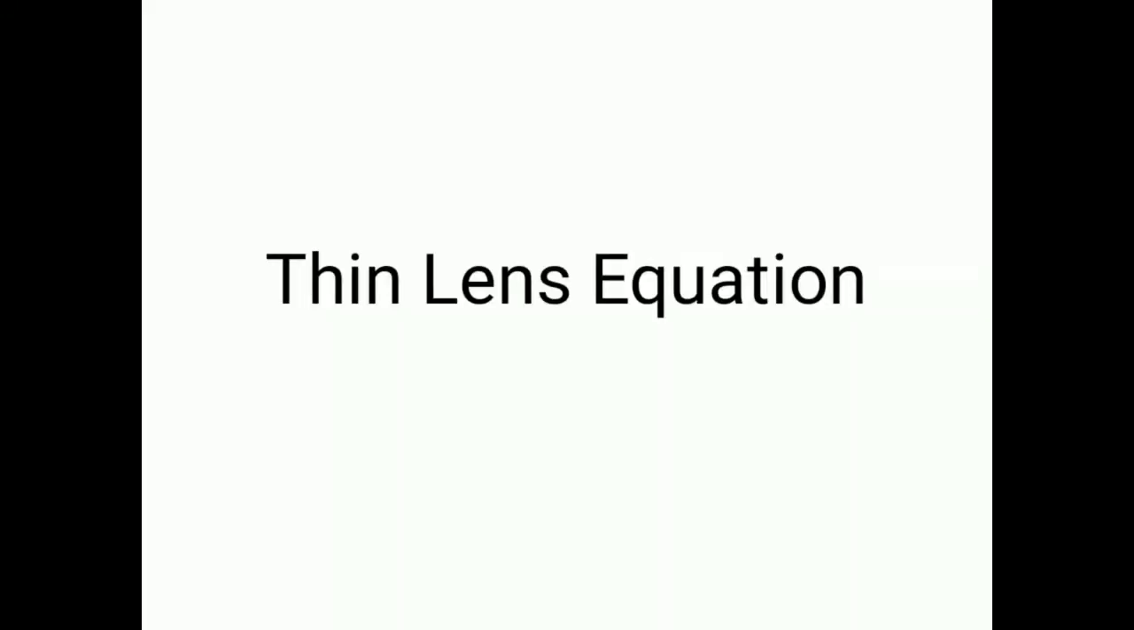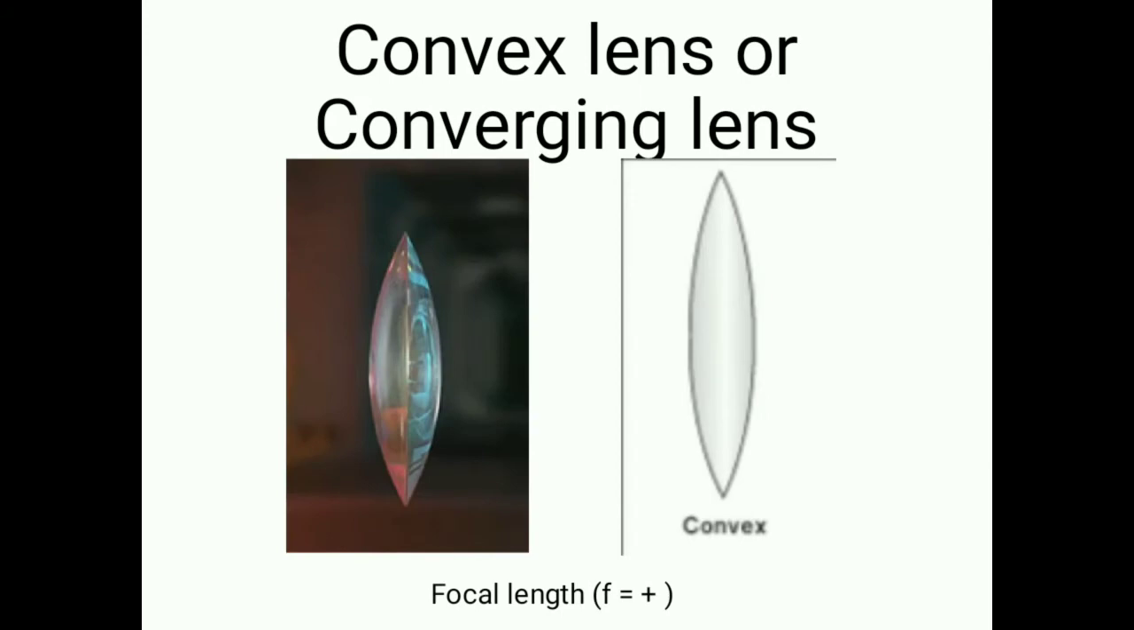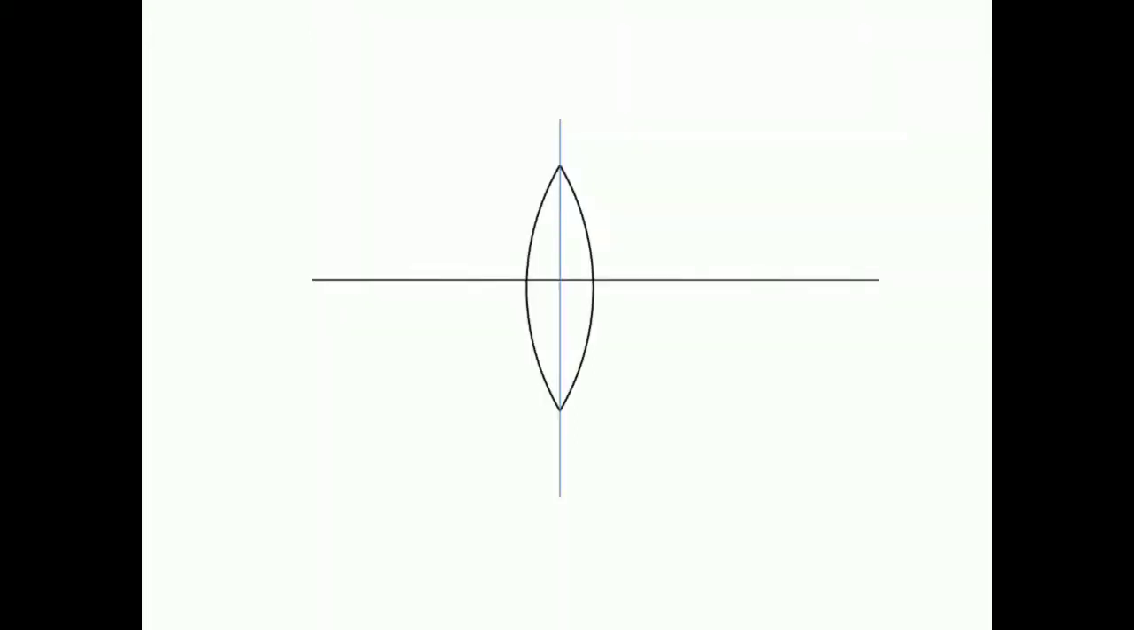Now in this part of the video, we're going to discuss the thin lens equation. Just remember, in the thin lens equation, we have two types of lens. They are the convex lens, or converging lens, with a positive focal length, and the concave lens, or diverging lens, with a negative focal length. To understand more about the thin lens equation, let's assume that we have a convex lens.